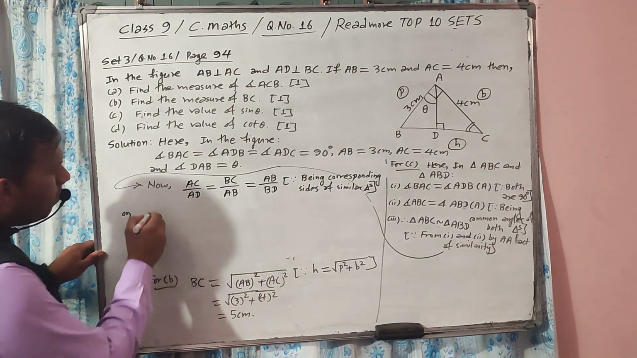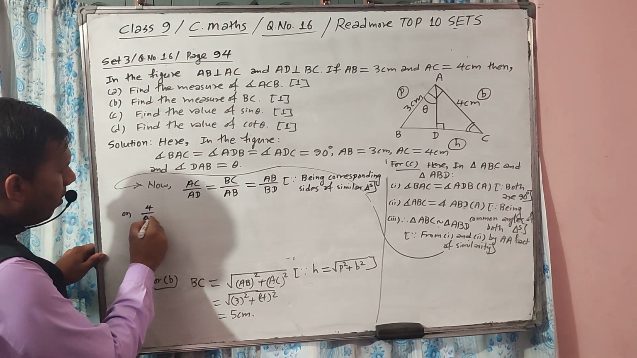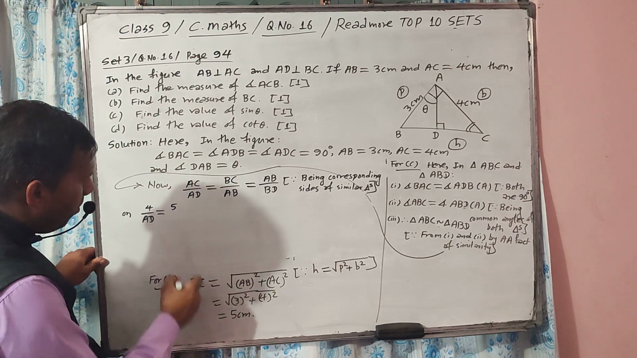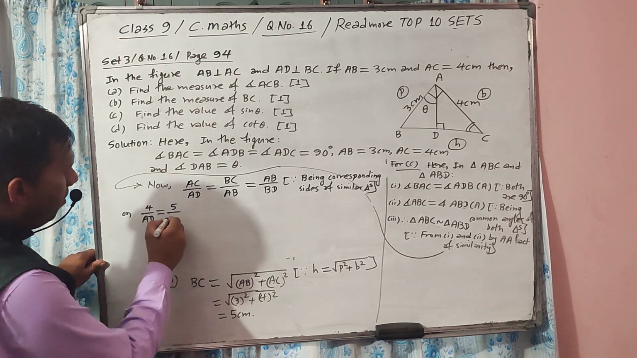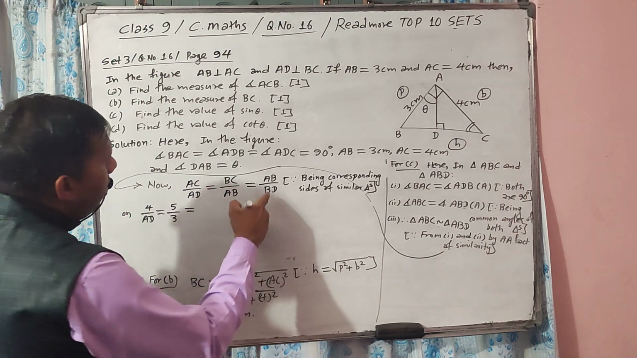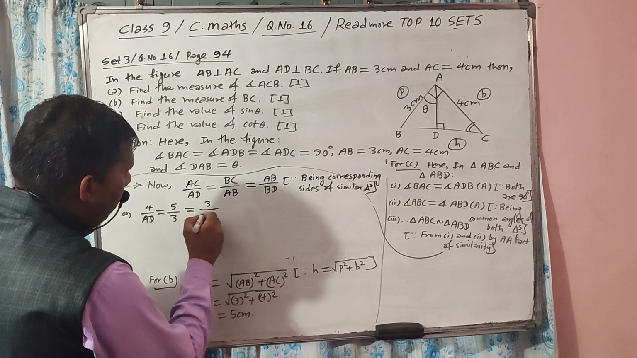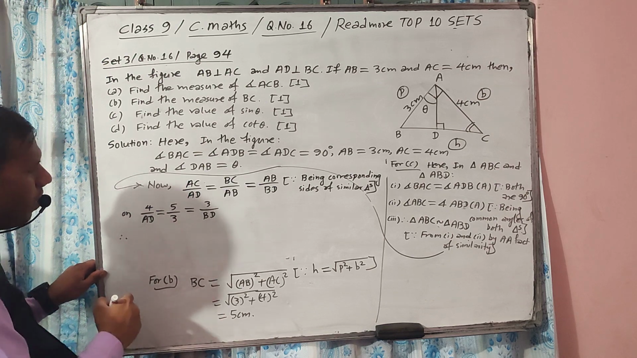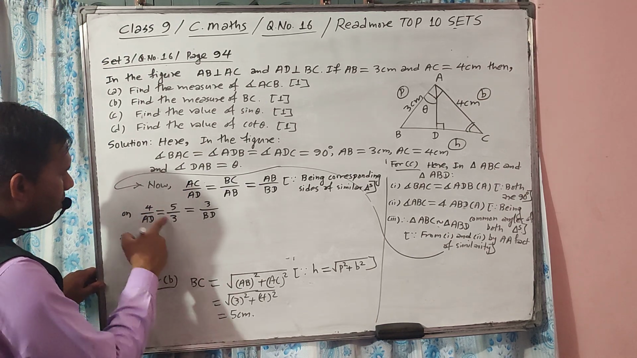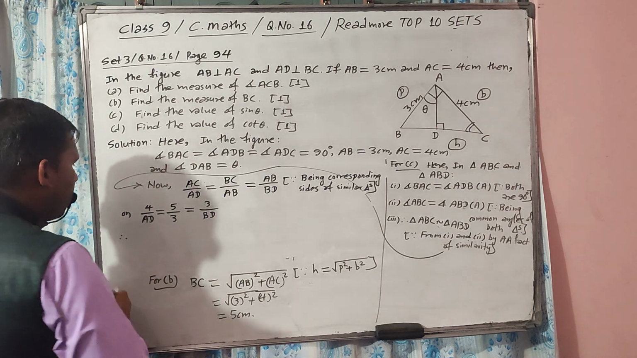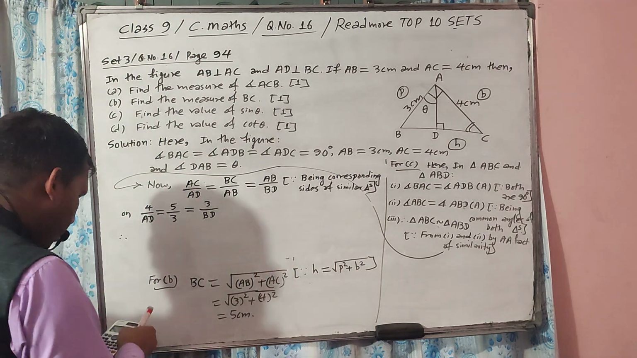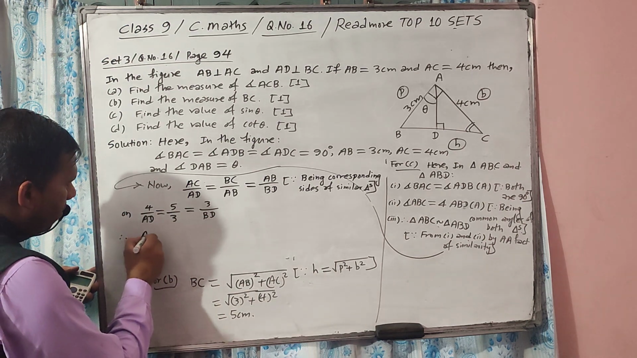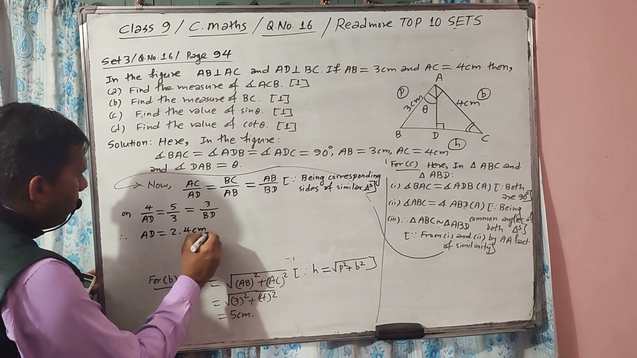AC is 4 and AD we have to find. BC is 5 and AB is 3. From the first and second parts, we have 5 AD equals 4 times 3, which is 12. So AD equals 12 divided by 5, which becomes 2.4. So AD equals 2.4 centimeters.